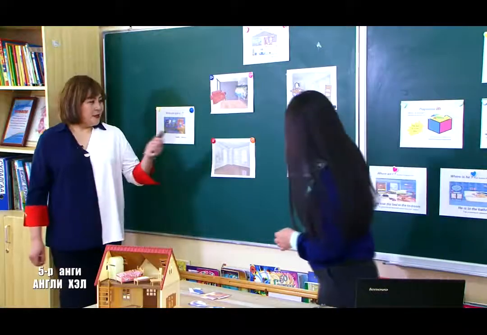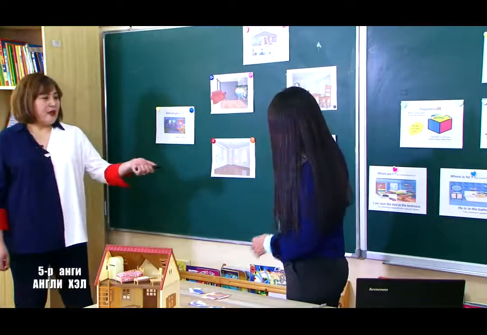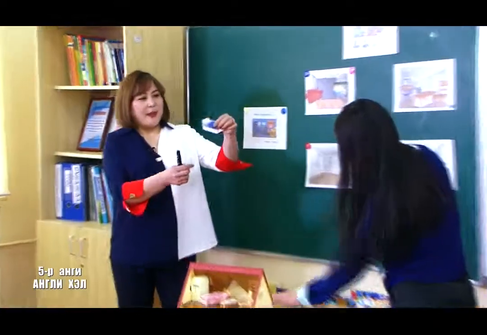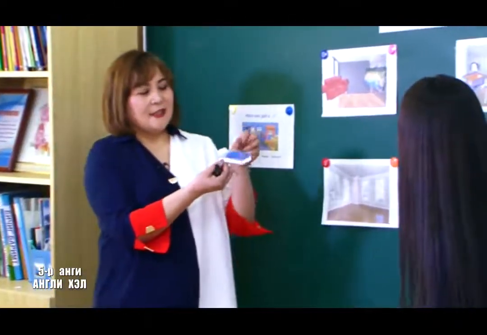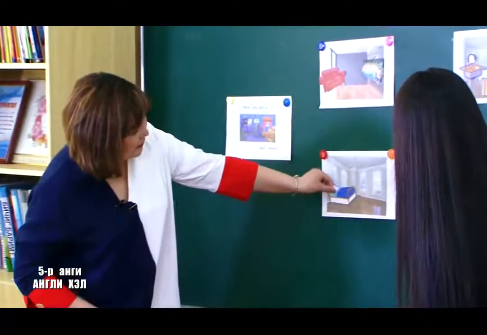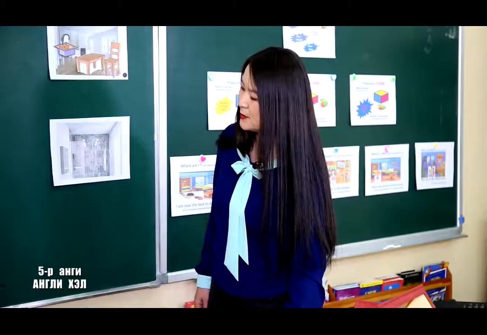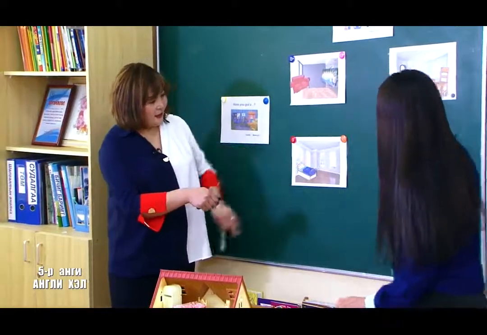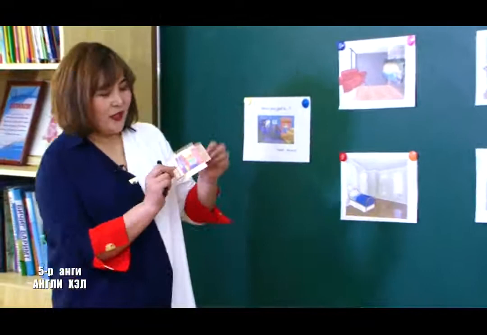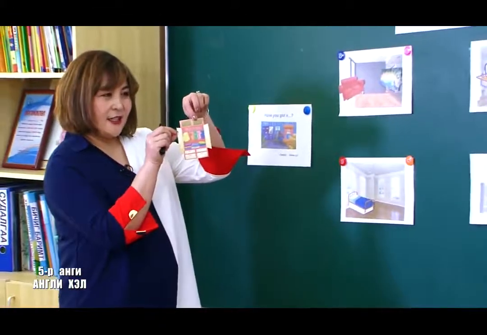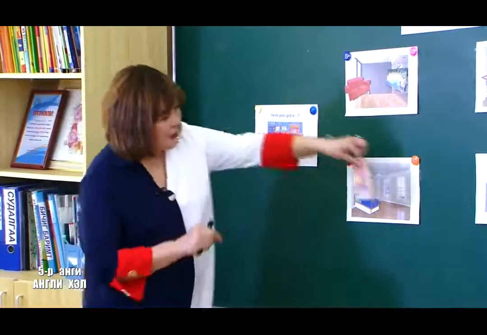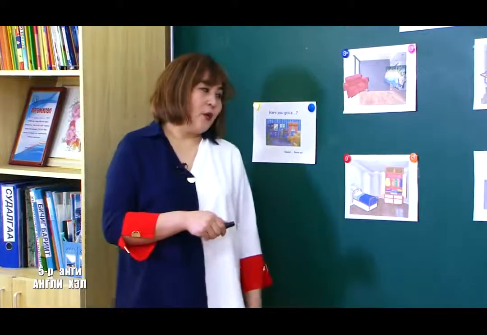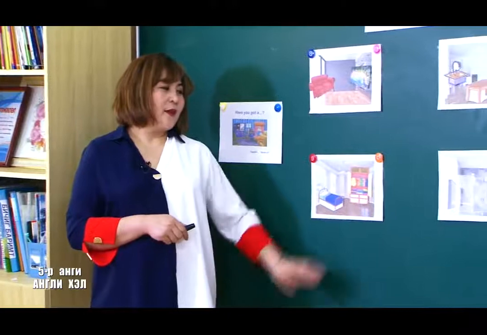Okay, next picture. This is my bedroom. Have you got a bed? Yes, I have got a bed. Very good. What is this? This is a wardrobe. Have you got a wardrobe? Yes, I have got a wardrobe.